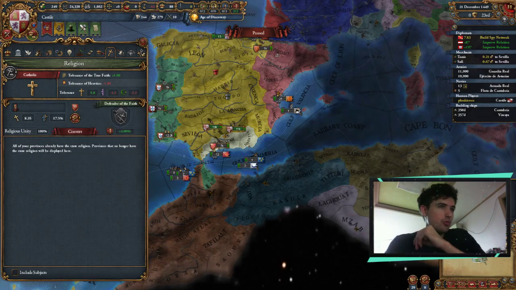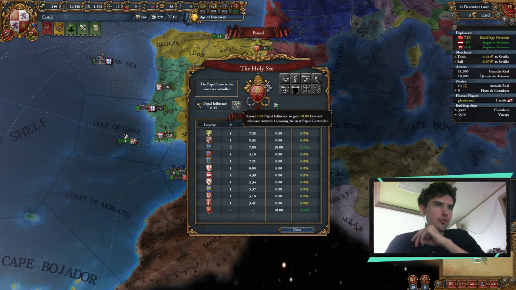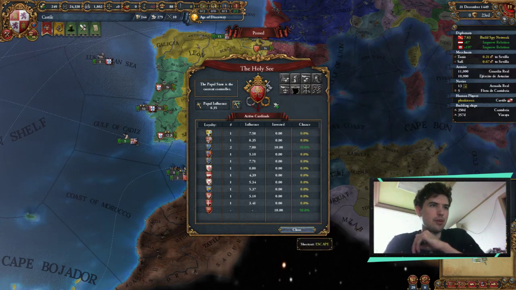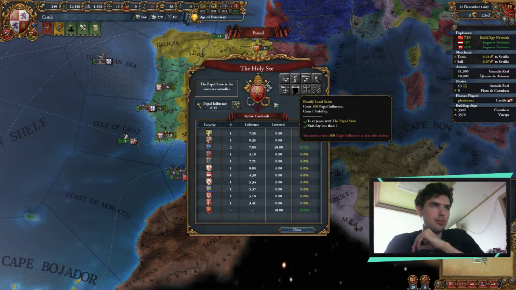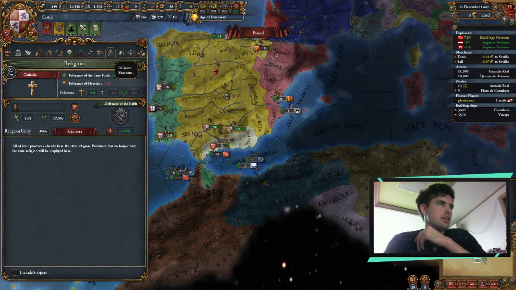We can also interact with the Pope, and this way, the papacy. So we can spend papal influence for certain things. We can gain certain benefits like this. I'm not going to spend too much time on this, because I mainly just get the free stability. 100 papal influence equals 1 stability. So we'll do that. But that's about it.